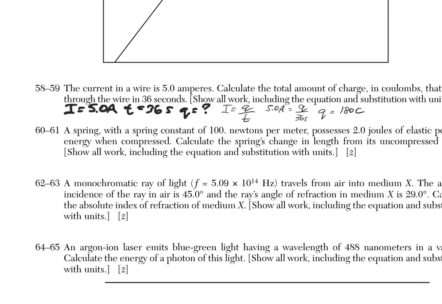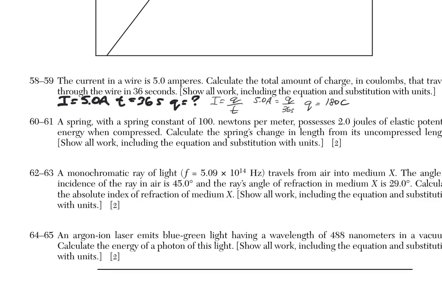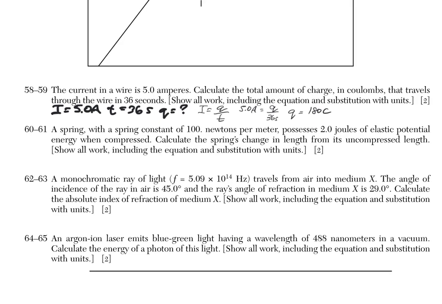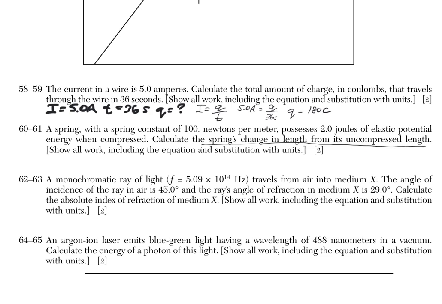All right, 60 and 61. A spring with a spring constant of 100 newtons per meter possesses 2 joules of elastic potential energy. What is the spring's change in length from its uncompressed length? That is a strange phrasing. The spring's change in length from its uncompressed length is otherwise known in plain English as the stretch. Solve for X.